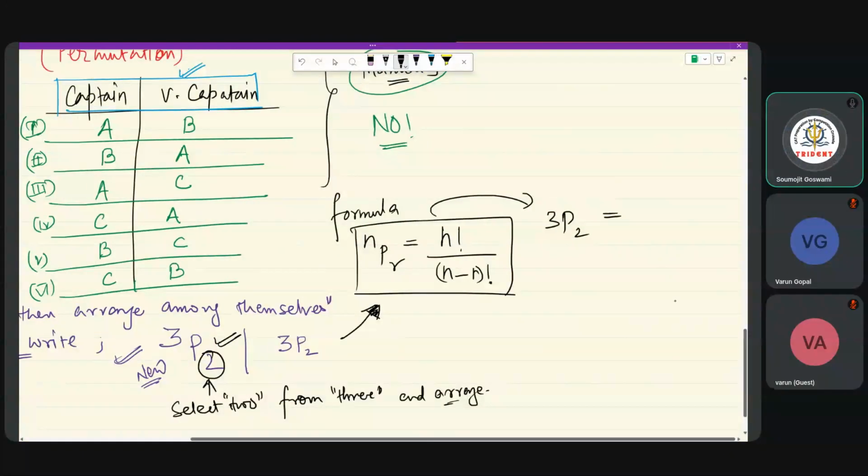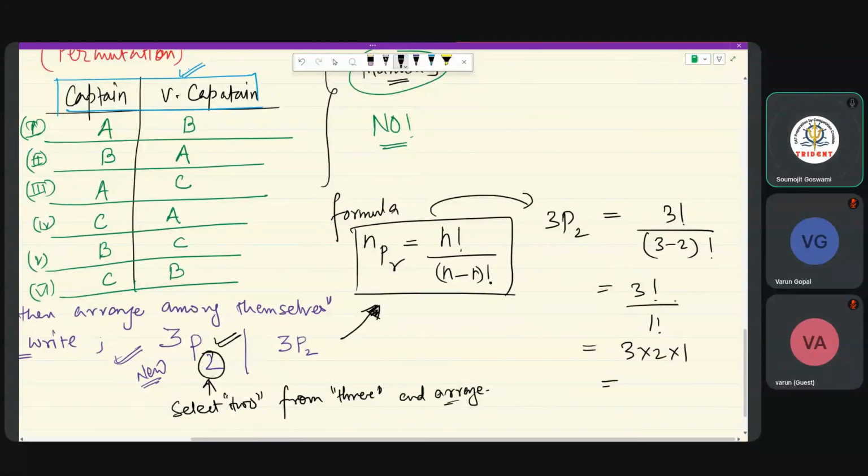3P2 we will write, remember this is n, so n factorial, 3 factorial, and then (3 minus 2) factorial. So 3 factorial by 3 minus 2, that is 1 factorial. Obviously 1 factorial is 1. What is 3 factorial? 3 into 2 into 1, that is 6. Is this 6 not equal to this 6? Yes. So the mathematicians, let them do this thing. We will be using it for GMAT, GRE, CAT kind of exams.